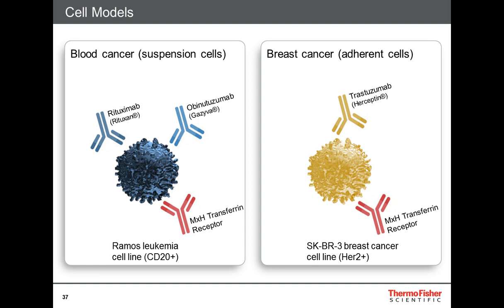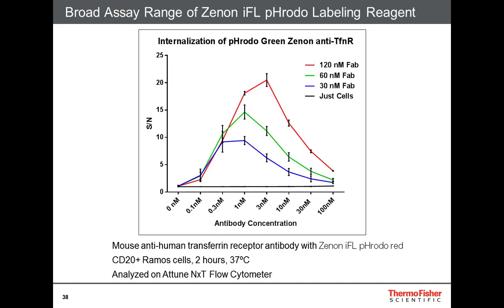And so the models I've shown you so far are very well characterized and widely published with rituximab and Herceptin. And so you may wonder, how does my own antibody perform in this type of assay with this system? And so we chose an antibody out of a catalog, a standard research antibody, which is actually a mouse anti-human antibody that targets the transferrin receptor on the surface of cells. And we decided to screen this antibody using our Zenon IFL Frodo internalization screen.